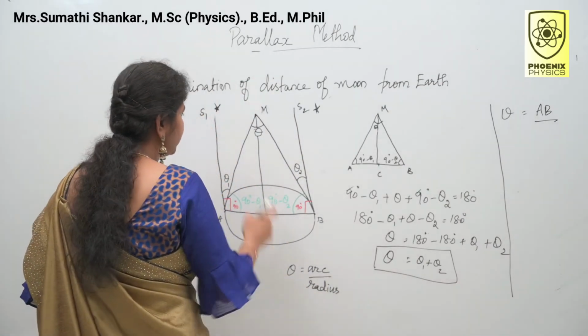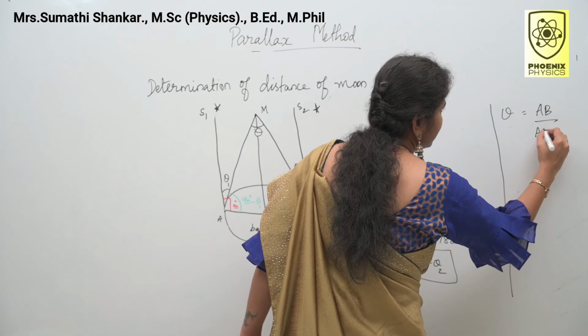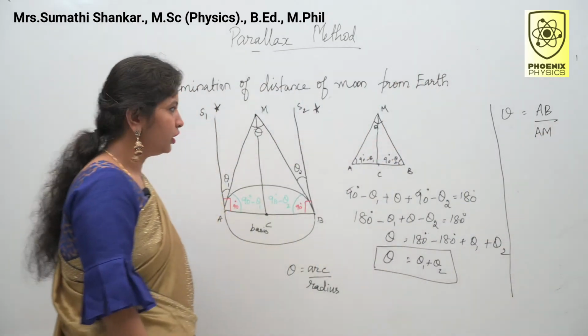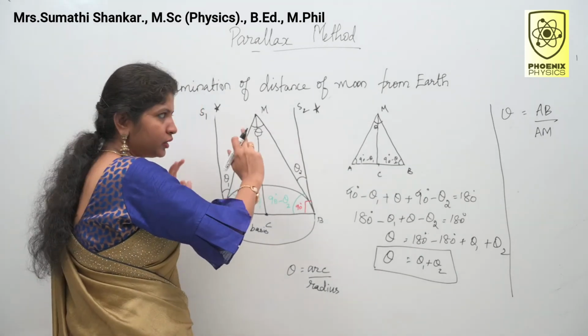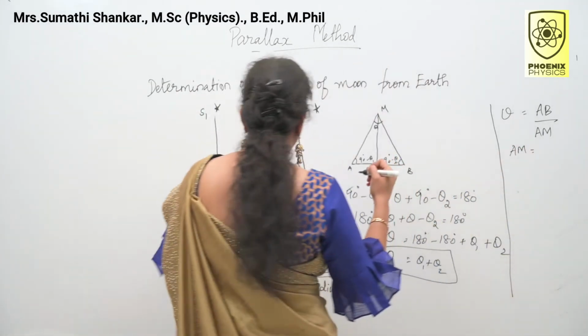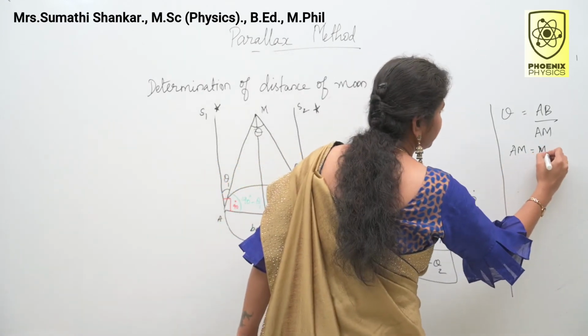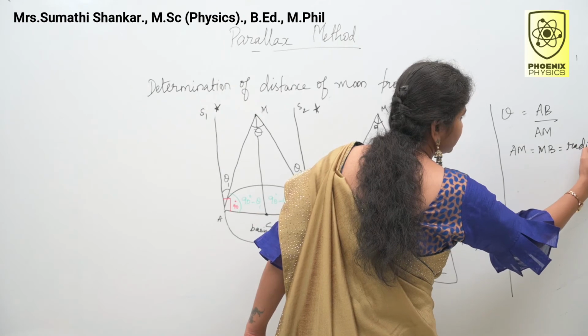What is radius here? That is AM is our radius. So here I am considering a circle. So AM is equal to MB is equal to the radius of the circle.